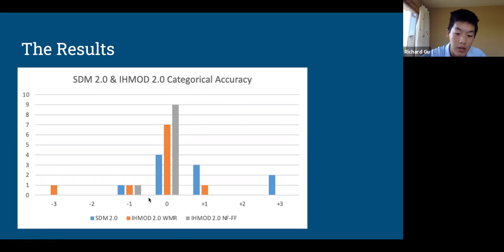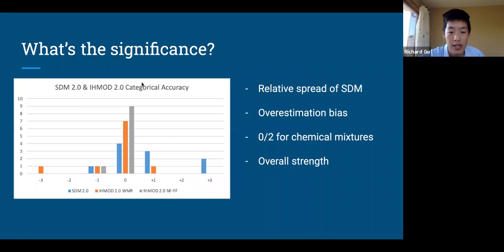So here we can see that along the x-axis we have the departure from the actual estimate. So for example, this blue point on the far right here means that the predicted exposure from the tool was 3 plus categories above the actual exposure. So yeah, that's the chart, and some immediate observations I made.